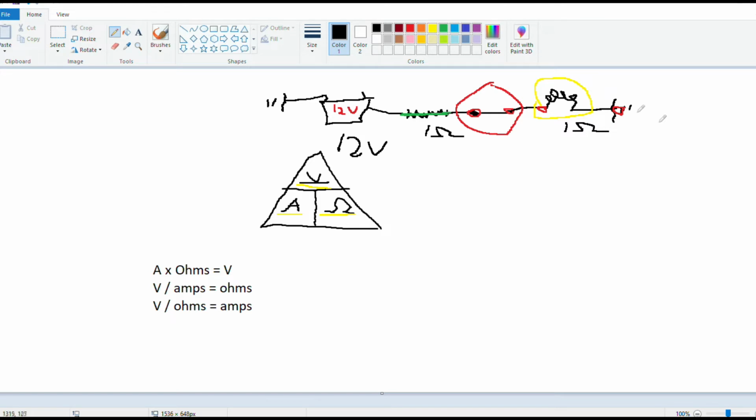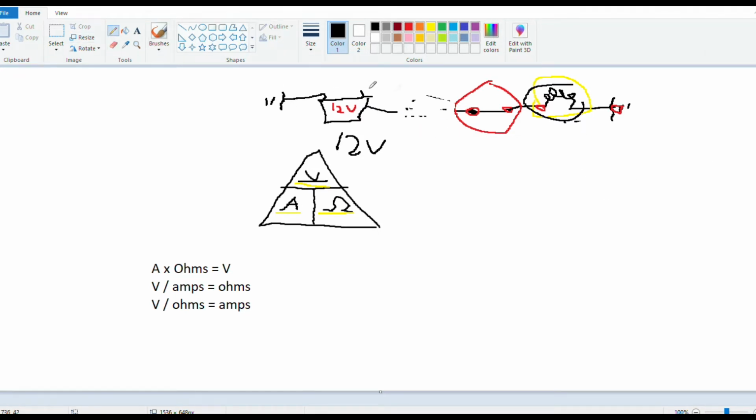So this is now what we would call a series circuit. In a series circuit, you always add your resistances together. So 12 volts, 2 ohms of resistance, because it has to go through both to get there, which means we have 6 amps.